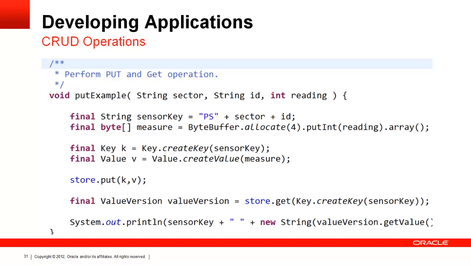So maybe it's the right rear, or the left front, or whatever sector it is, plus an ID. So we're getting a particular sensor here, taking in a reading, and converting that reading into a byte array because that's the value. Remember, in this case, we're just storing a byte array. So you've got a key and you've got a value.